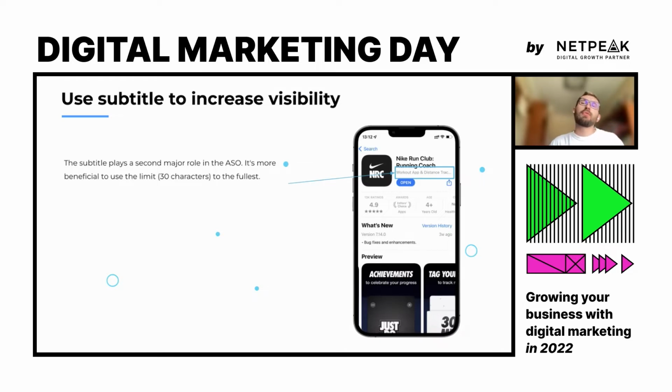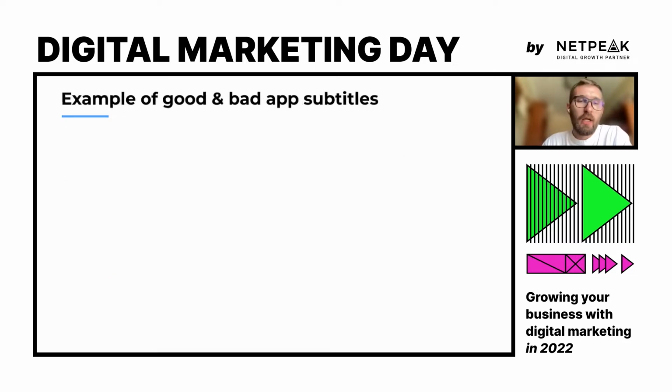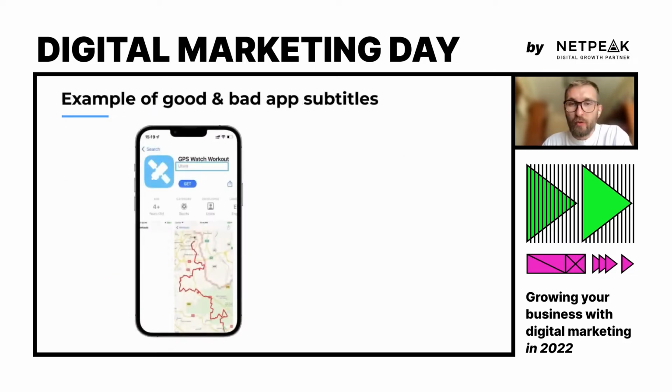So you need to use words in your app title and add additional, but not the same, words in your subtitle, and in this way you will cover twice as many keywords and your application will get higher ranking and higher visibility. The subtitle is the second most powerful field in the App Store, and you always need to work with it. And I will show you some examples.